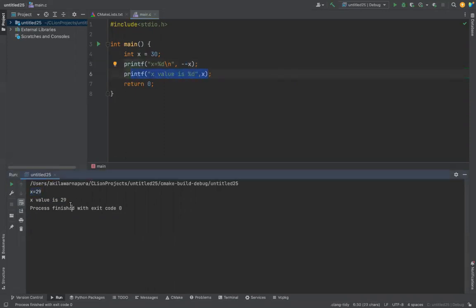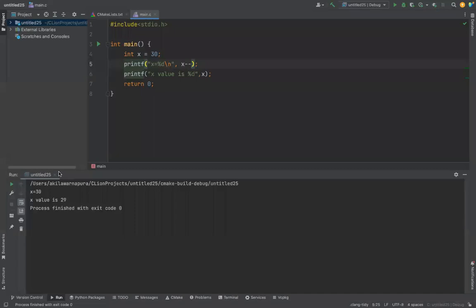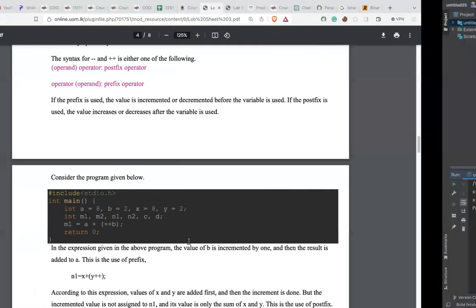The value is 29. But if you use x minus minus, first assign the 30 here. After that do the minus minus operation. The x value is 30, therefore assign that x to the percentage d. Yes, it is 30. After that do the decrement. That means x is 29. If you print the x value again, now x is 29. Okay, any questions up to here?